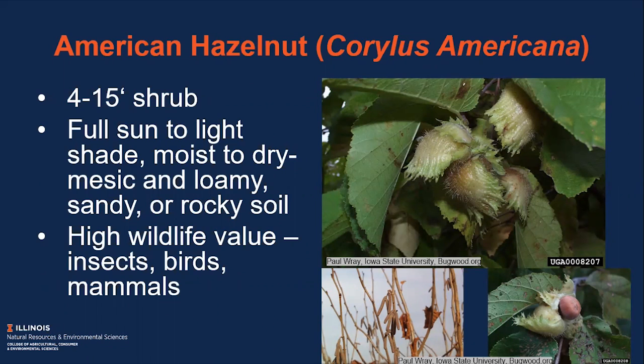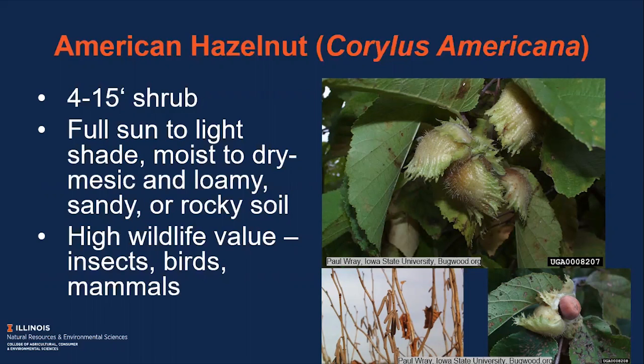Up next, another really great resource for wildlife, the American hazelnut, and I think a pretty interesting plant on its own. This one is 4 to 15 feet tall, grows in full sun to light shade, moist to dry mesic, and loamy, sandy, or rocky soil. This one is quite adaptable to different conditions, and it has a high wildlife value. Insects, birds, and mammals will all make use of it.